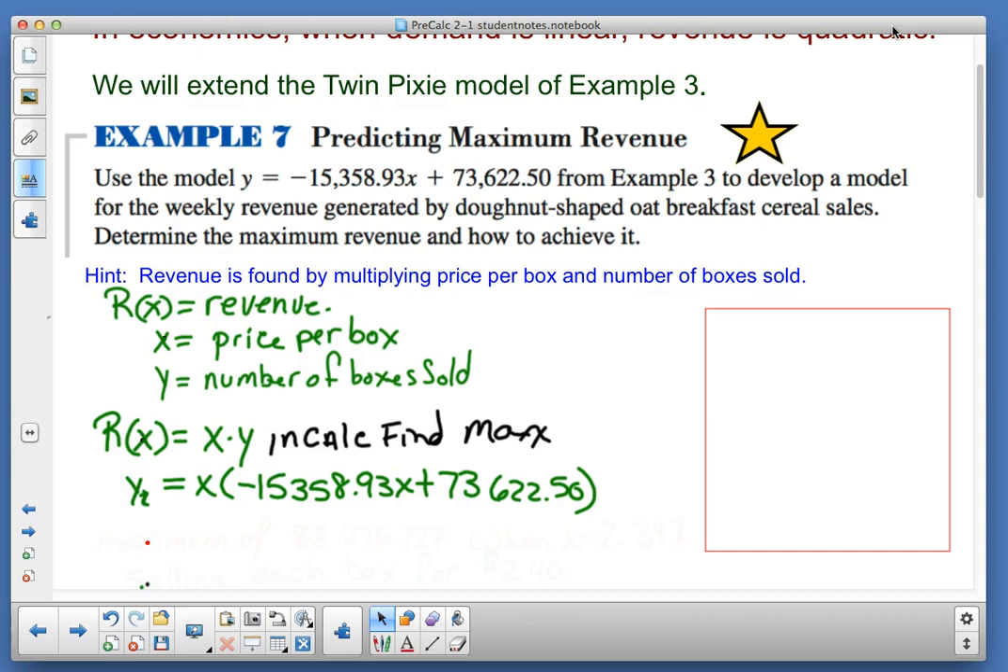We can even put this formula, or I should say this linear regression model, into your calculator. But I'm going to multiply it by X, because X is the price per box and Y is the number of boxes. So I already have Y. This is my Y value that's been provided. And now I'm just going to multiply it by X. And that's what I did in my calculator.